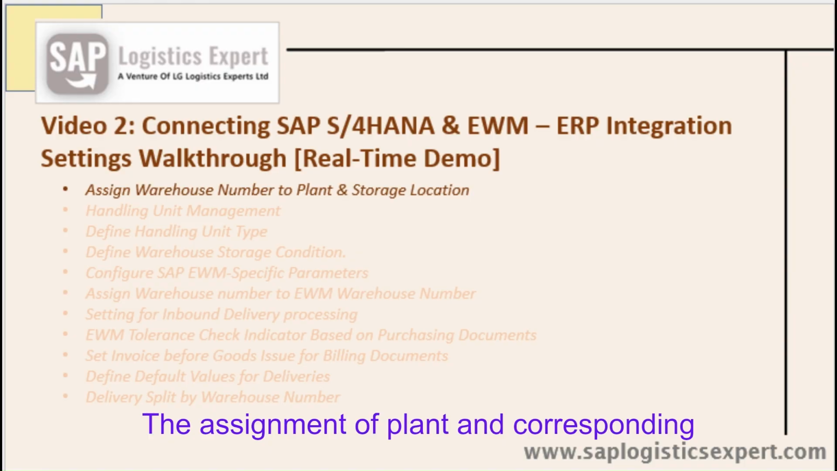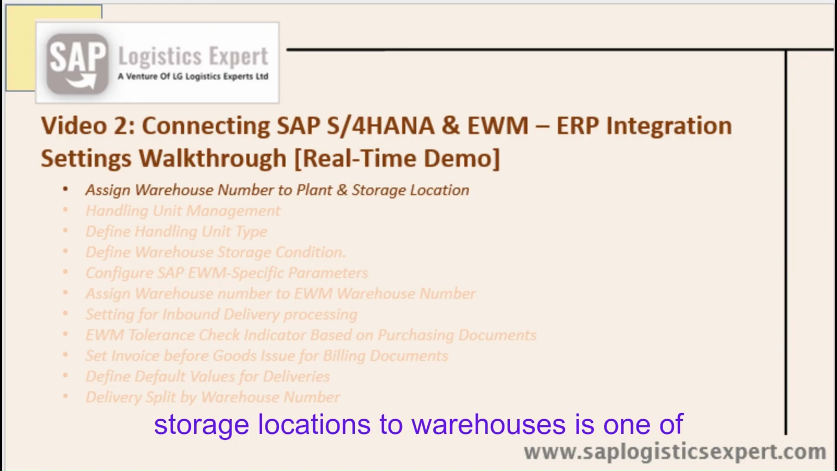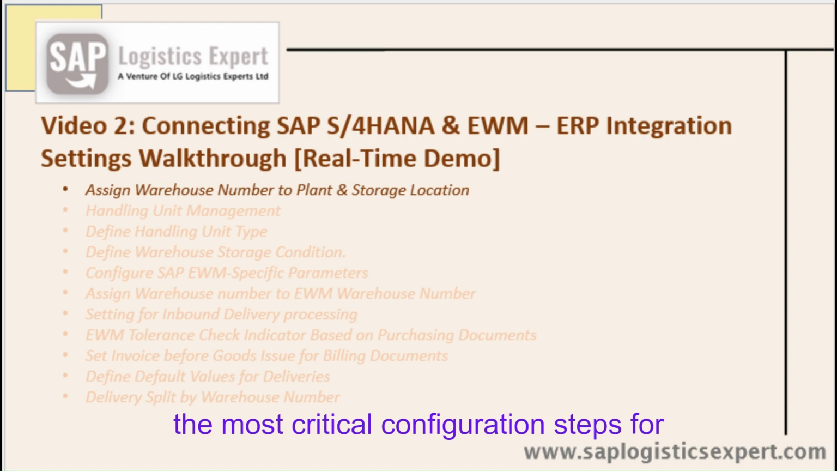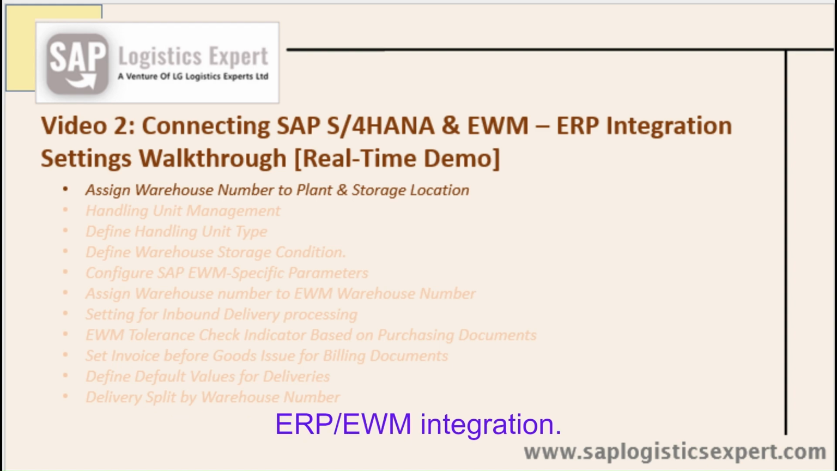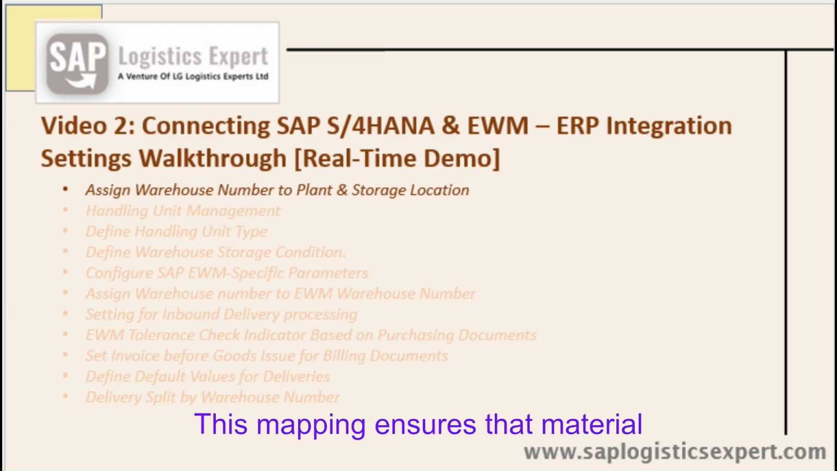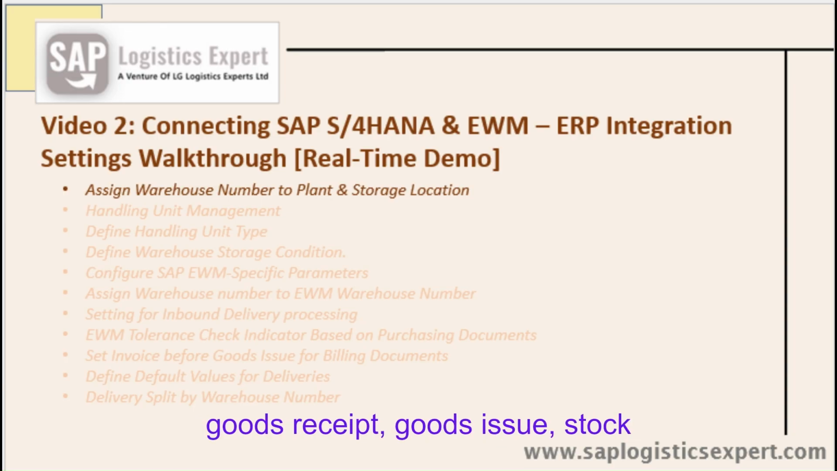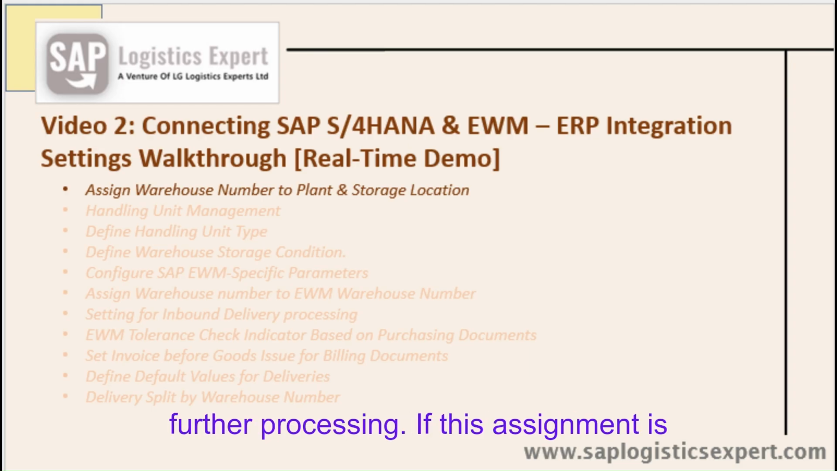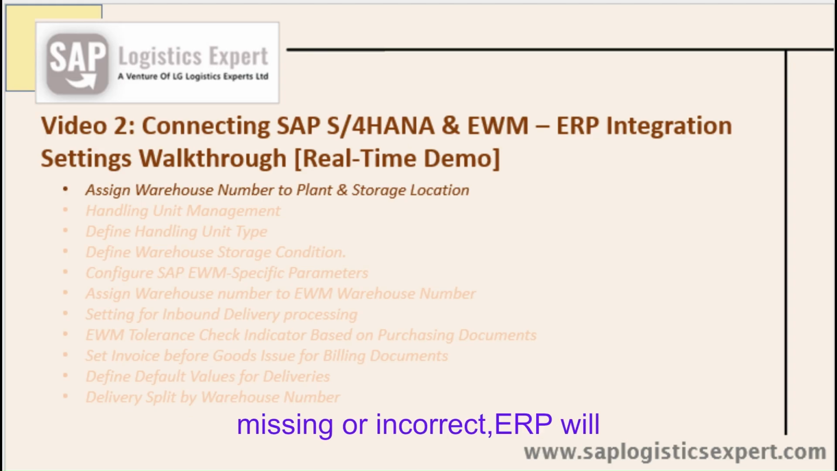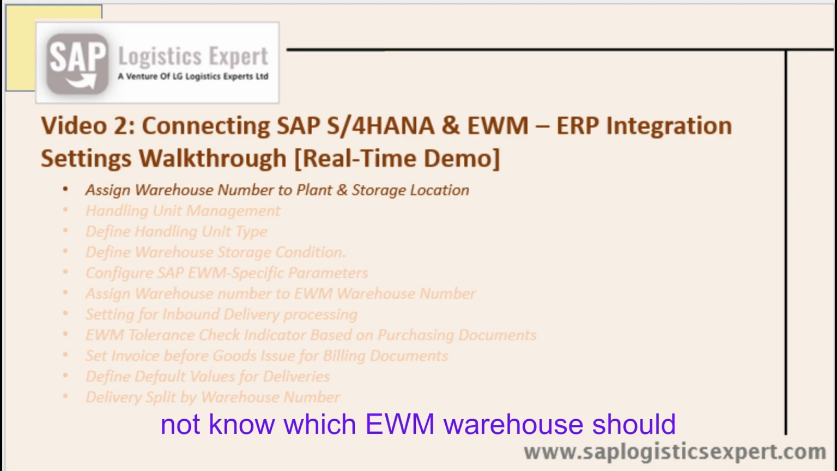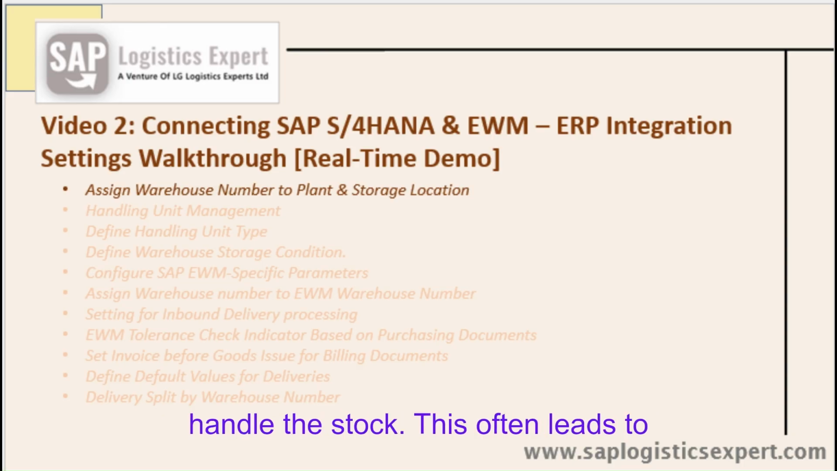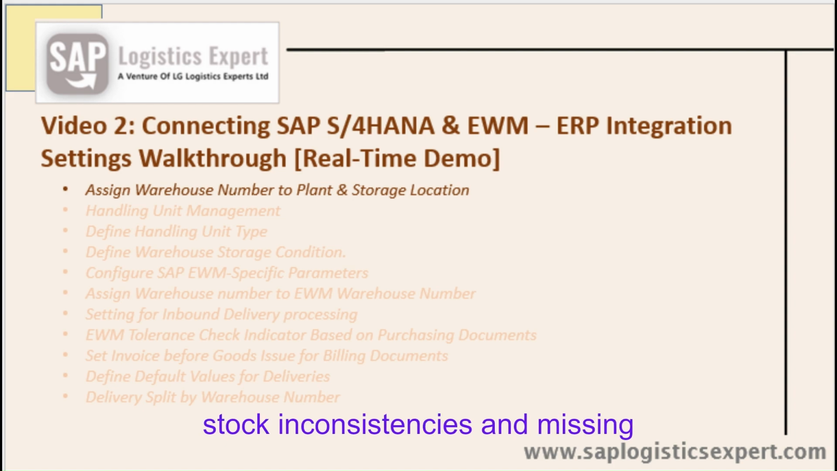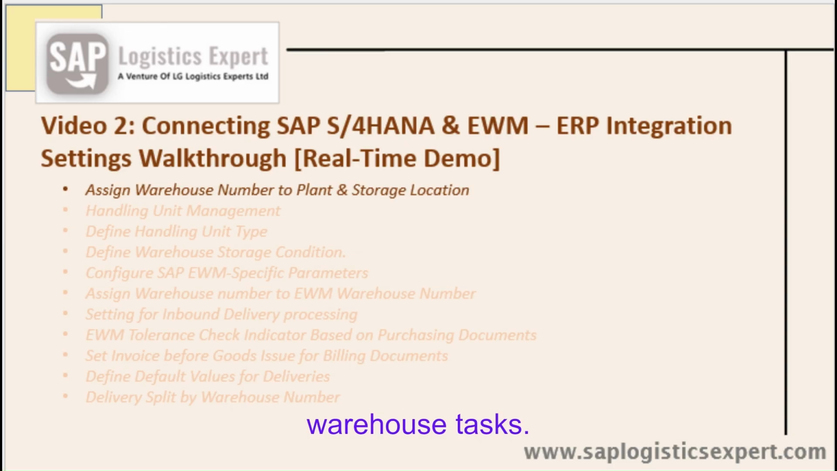The assignment of plant and corresponding storage locations to warehouses is one of the most critical configuration steps for ERP-EWM integration. This mapping ensures that material movements posted in ERP, such as goods receipt, goods issue, and stock transfer, are automatically directed to the correct warehouse in EWM for further processing. If this assignment is missing or incorrect, ERP will not know which EWM warehouse should handle the stock. This often leads to integration errors, failed postings, stock inconsistencies, and missing warehouse tasks.